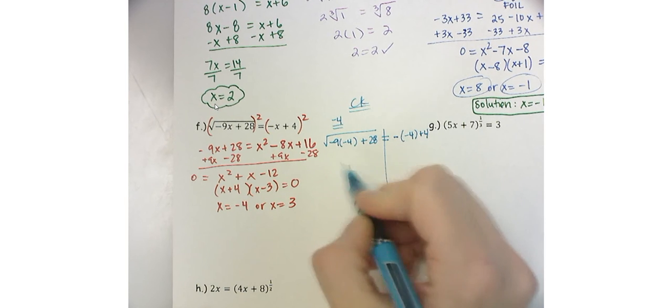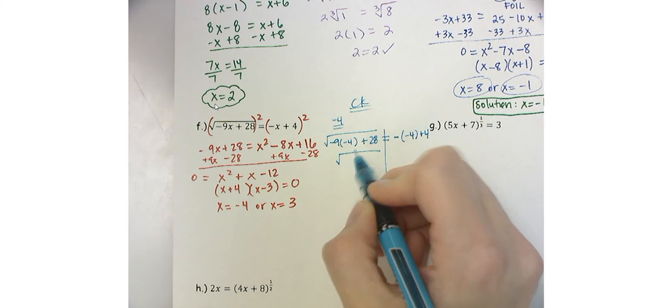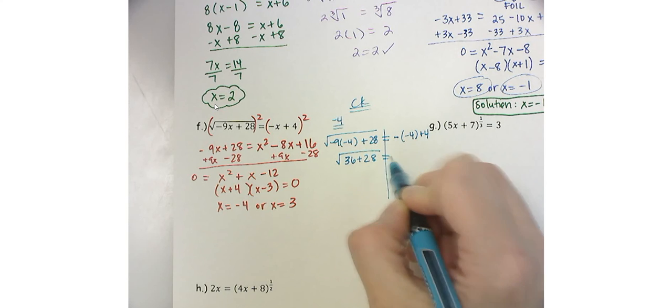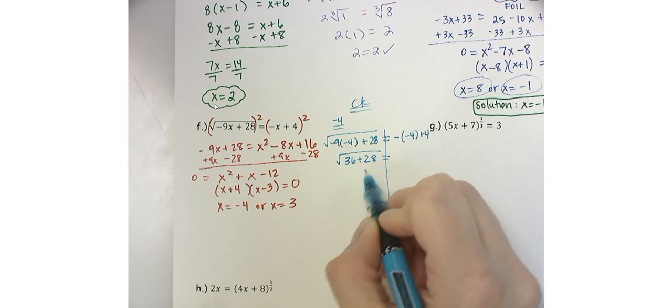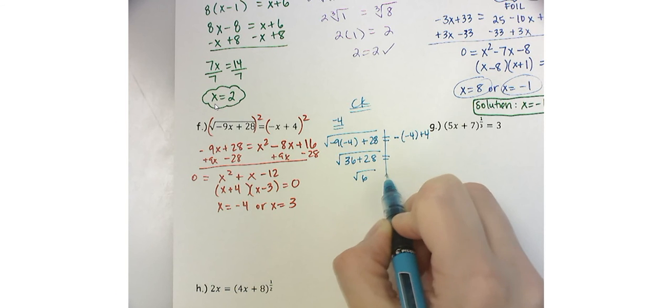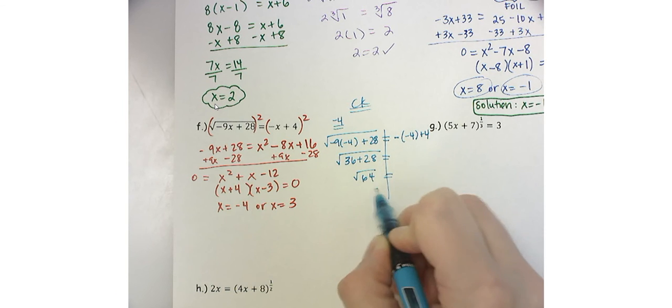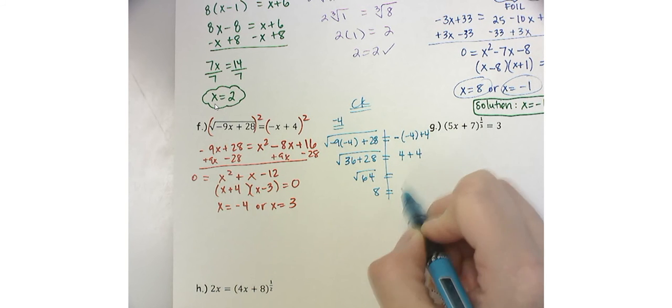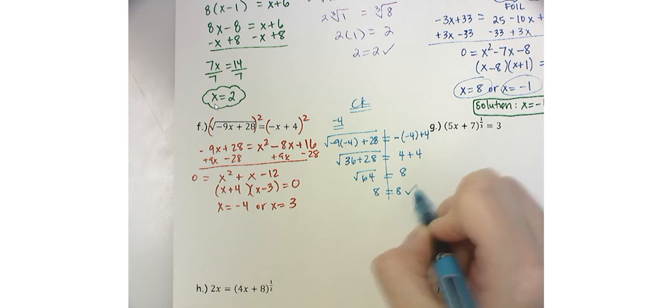All right, so if you plug in 3, you have negative 9 times 3 plus 28 equals negative 3 plus 4. This is negative 27 plus 28, which we know is 1. The square root of 1 is 1. This is also going to be 1. Yep, they both work. So this is your solution.